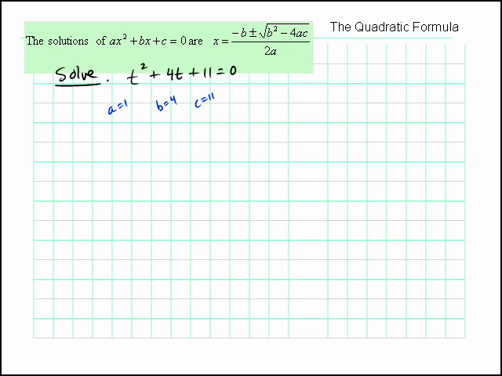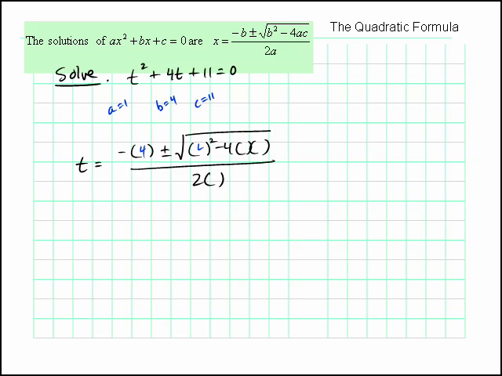I'm going to plug everything into the quadratic formula. And instead of an x here, we have a t, so it's going to be t equals negative b plus or minus the square root of b squared minus 4 times a times c, divide everything by 2a. B is 4, goes there and there. A is 1, and C is 11. T equals negative 4 plus or minus the square root of something over 2.